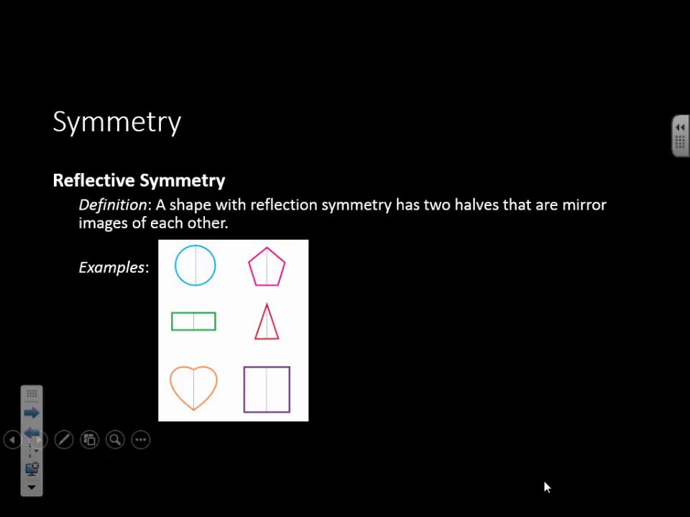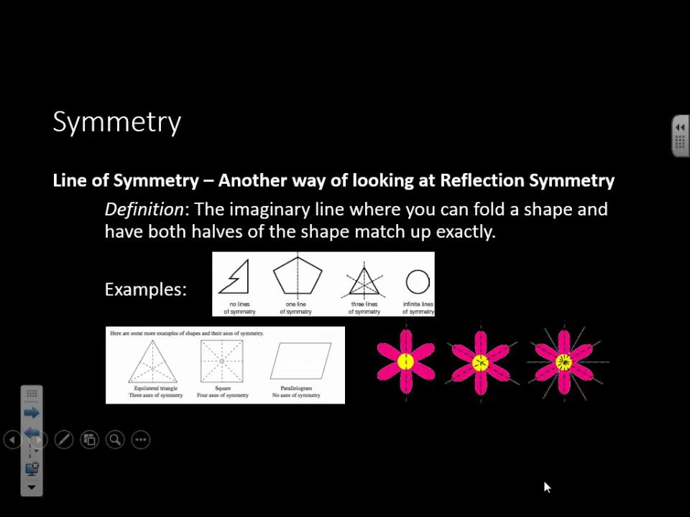So as you can tell in the examples that we have here, we have a circle. If we put it exactly in half, it's reflective. A pentagon, a triangle, a heart, and different types of quadrilaterals. Now, to get this reflective symmetry that we're talking about, there is what we call a line of symmetry, okay? It's an imaginary line where you can fold a shape and have both of the shapes match up exactly.